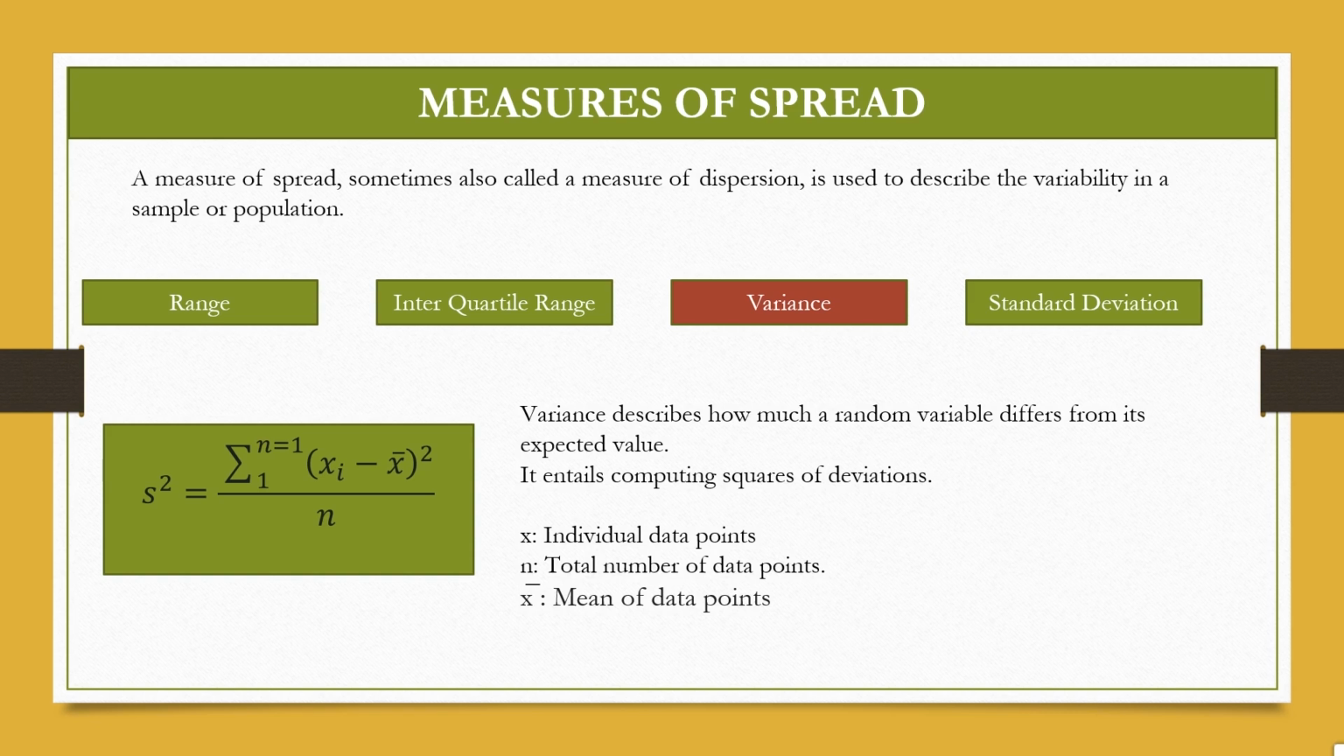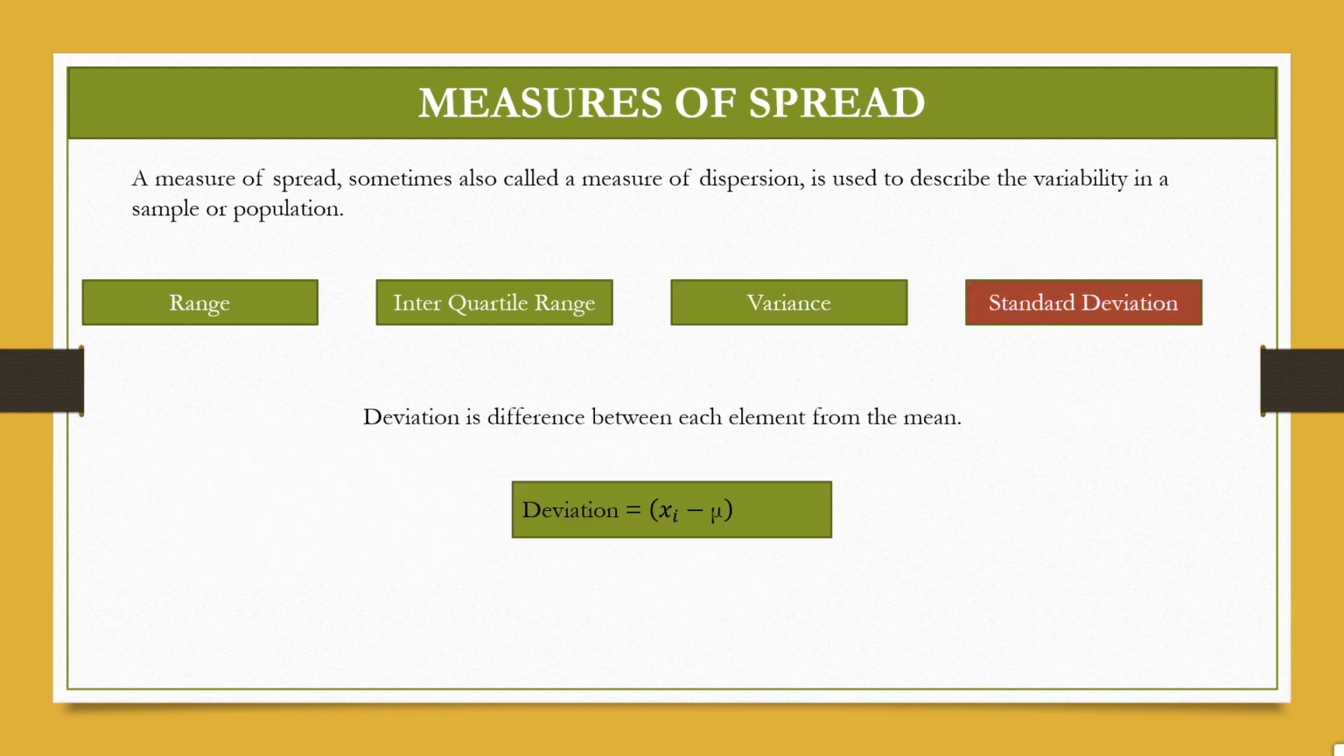Now let's look at what deviation is. Deviation is just the difference between each element and the mean. It can be calculated by using this simple formula, where xi represents a data point and mu is the mean of the population. This is exactly how you calculate the deviation.